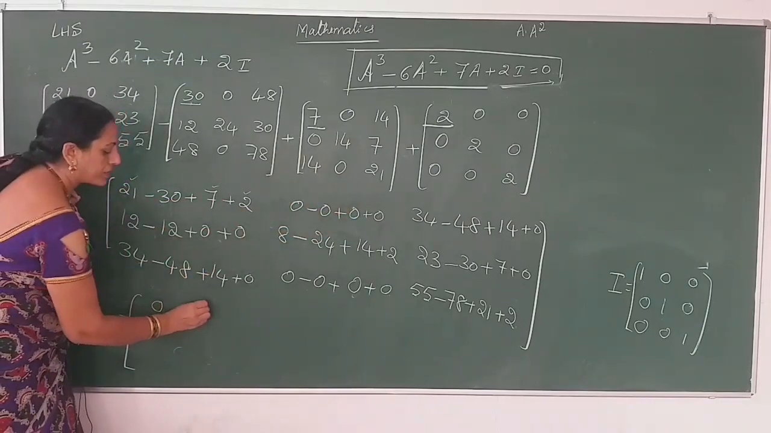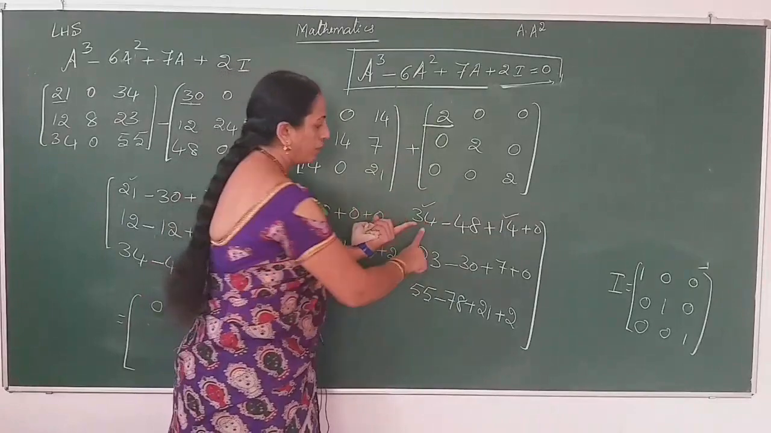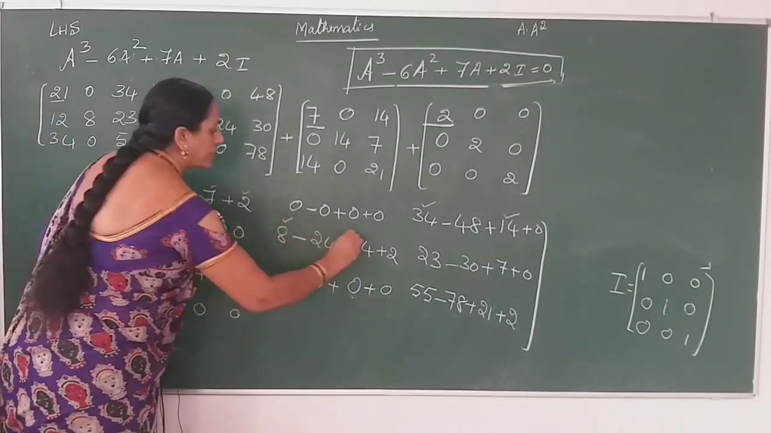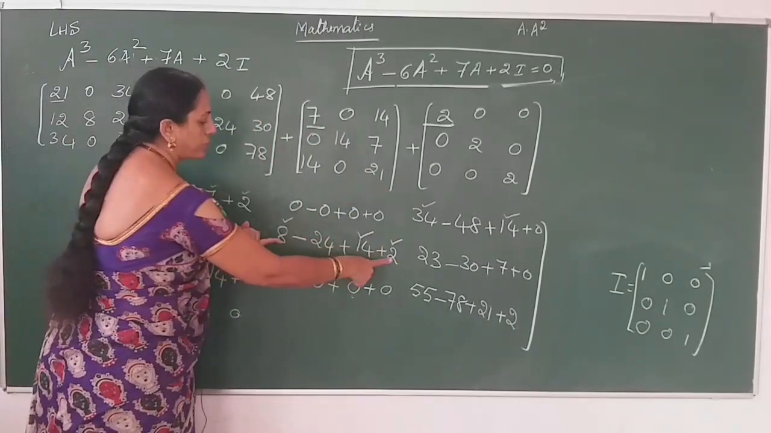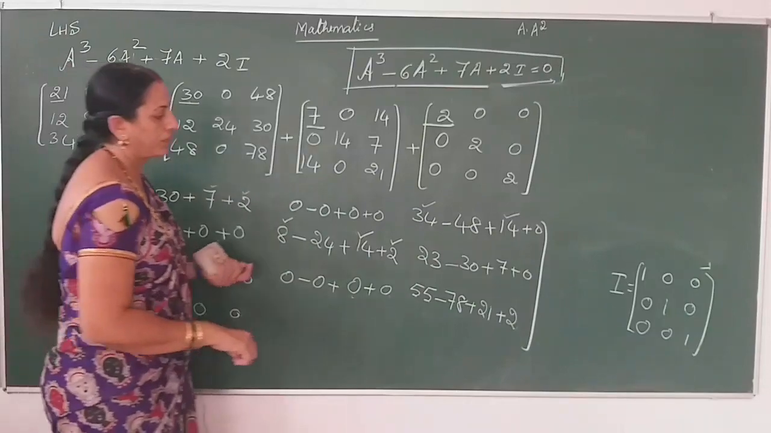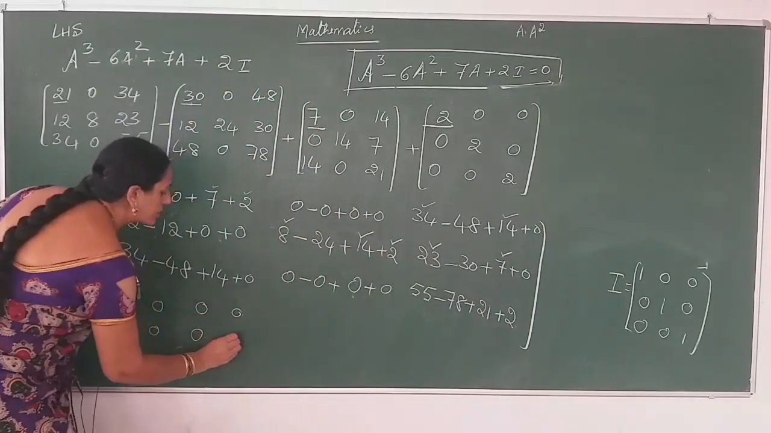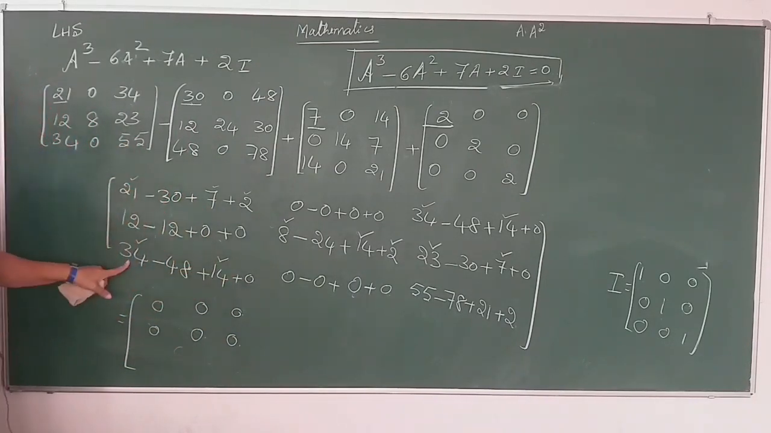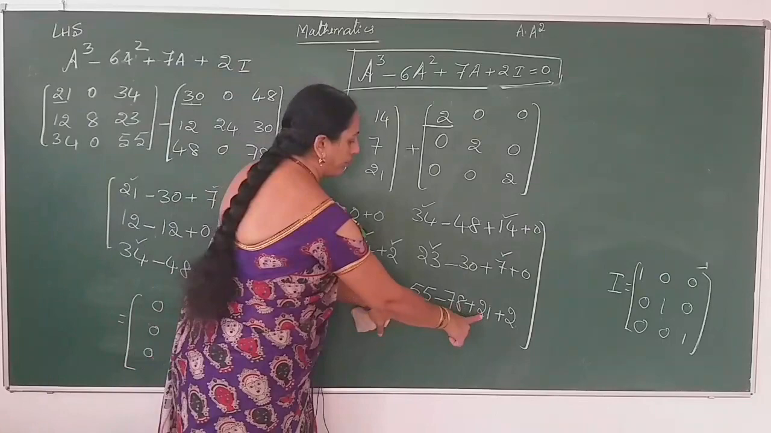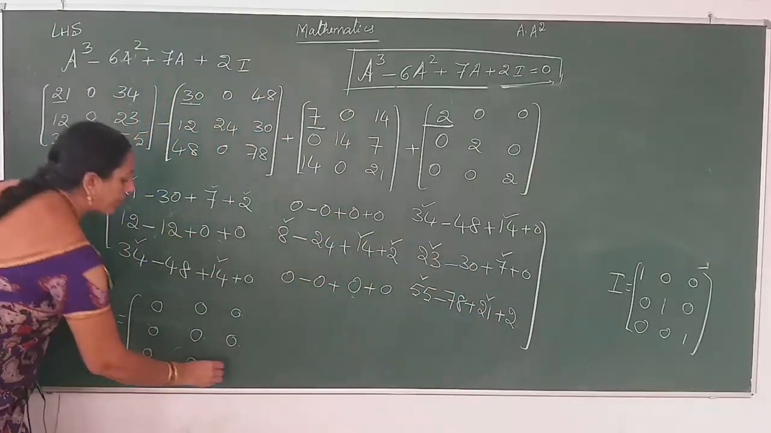Similarly, 0 plus 0 plus 0 is 0. Now here also, first the positive terms are added. 34 plus 14 is 48. 48 minus 48 is 0. 12 minus 12 is 0. 8 plus 14 plus 2. 8 plus 2 is 10. 10 plus 14 is 24. 24 minus 24 is 0. 23 plus 7 is 30. 30 minus 30 is 0. 34 plus 14 is 48. 48 minus 48 is 0. 0 minus 0 is 0. 55 plus 21 is 76. 76 plus 2 is 78. 78 minus 78 is 0.